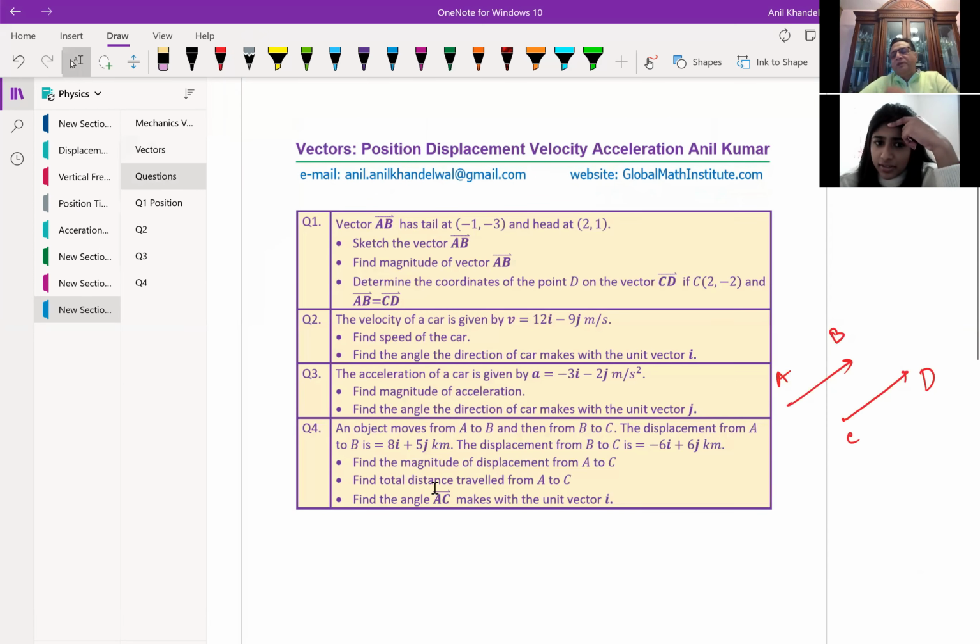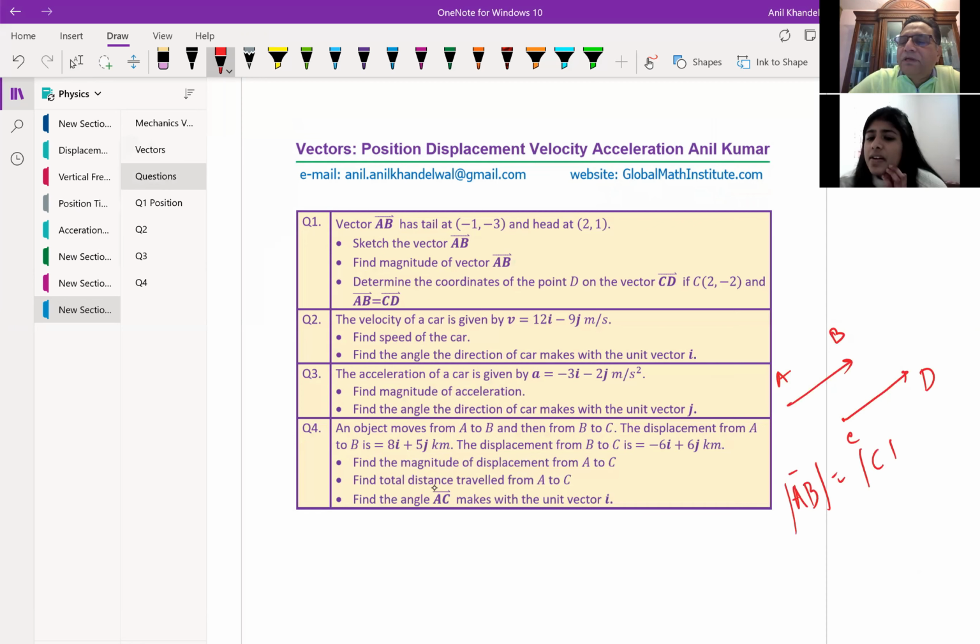Now, that could be very long. So what you're trying to say is we need to equate the AB magnitude with the CD magnitude, correct? Yeah. Now, if you follow this method, it will be a very long way. So I will say, don't do it. This will lead to difficulty. So let us see our approach of solving this particular question.